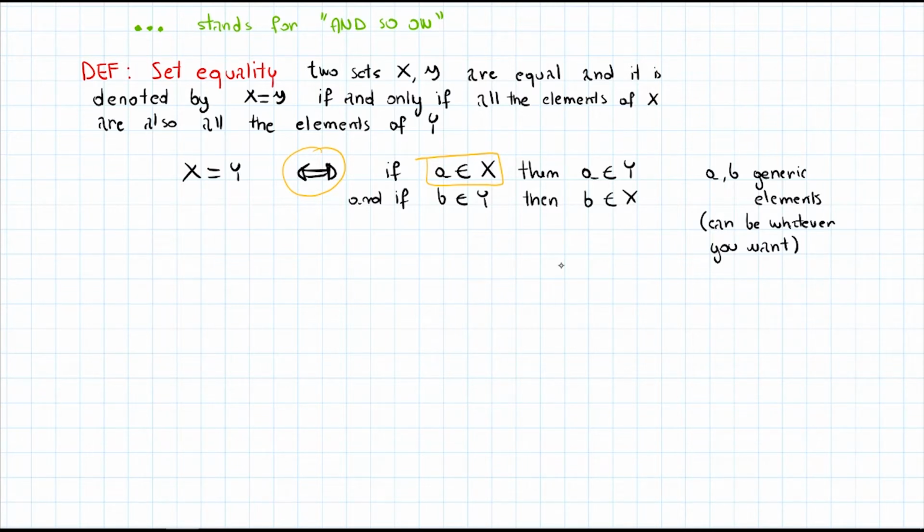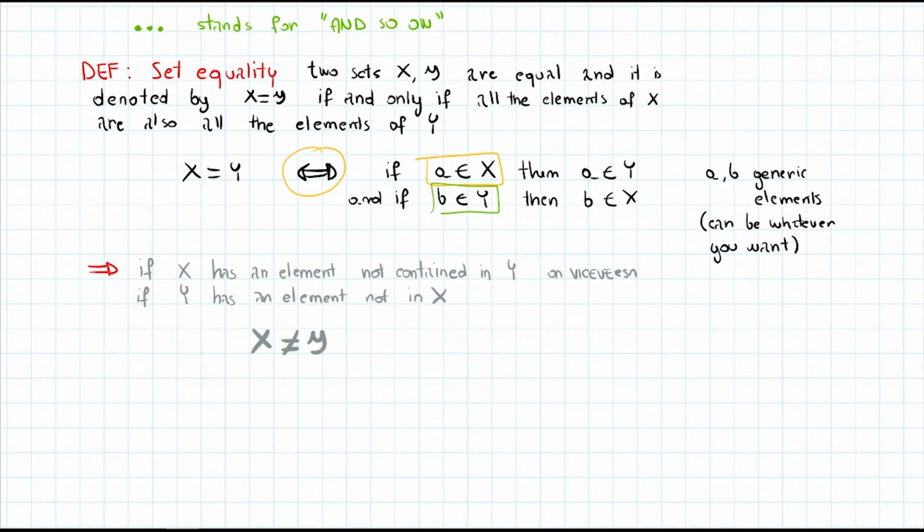And furthermore, for each generic element b belonging to Y, then this element b belongs also to X. So when this condition is not met, meaning that if X has an element not contained in Y, or vice versa, if Y has an element not contained in X, then we say that X is different from Y, and we can denote it by this notation, so different.